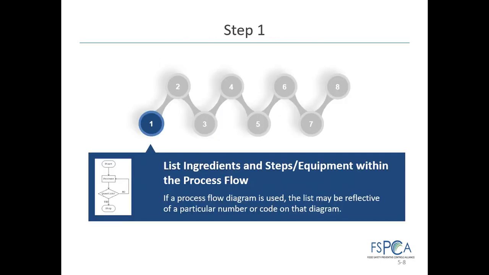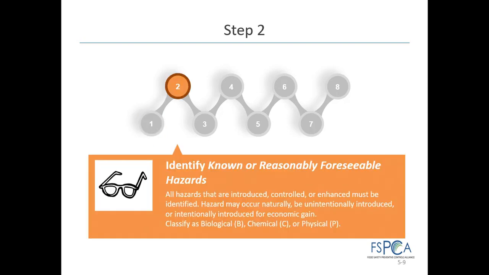So the first one is to list your ingredients or your steps and manufacturing steps. And this one is mostly what I consider a brainstorm session. If you start to list out your ingredients and list out your manufacturing processes, that's going to help you do step number 2, which is to identify your hazards.